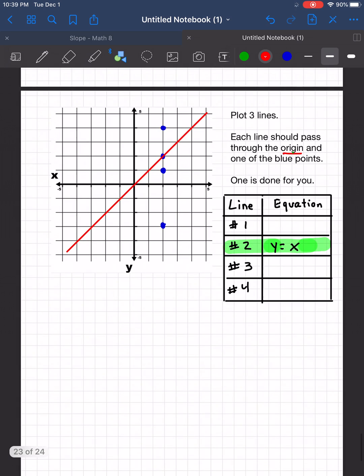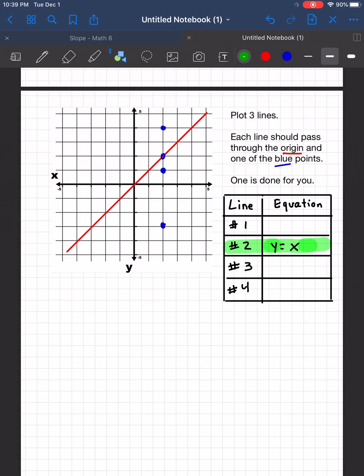Another example is going to give you some points with one line already plotted for you, and that line is y equals x, and it goes from the origin to this blue point right there. It needs to go from the origin through one of the blue points. So we need to figure out the equation of the other lines and type them, and as we type them, Desmos will graph them for us.